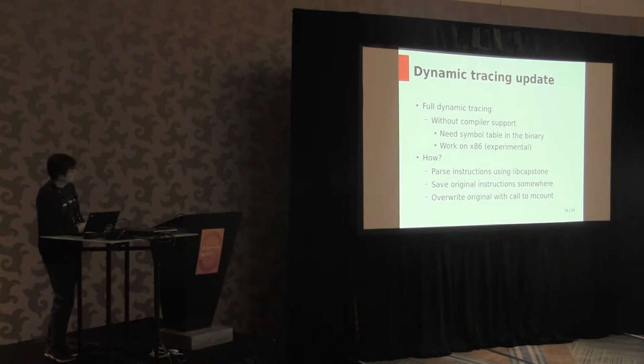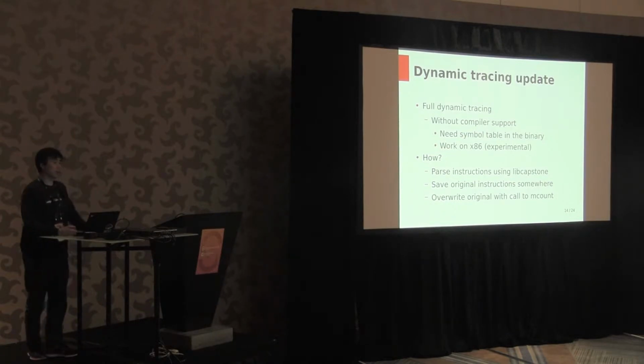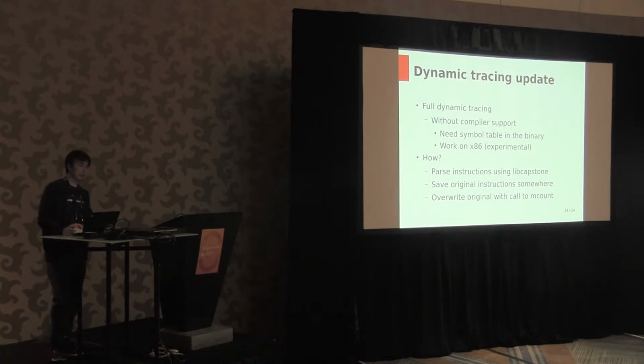So there's an update for that. I call it the full dynamic tracing. The full dynamic tracing doesn't require compiler support, and it can trace normal binaries not compiled with PG or similar options. It only needs the symbol table in the binary, and it has so far worked on x86 as an experimental project.